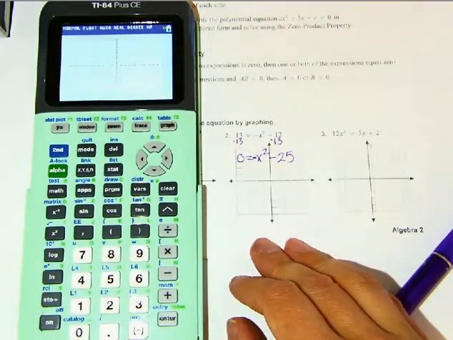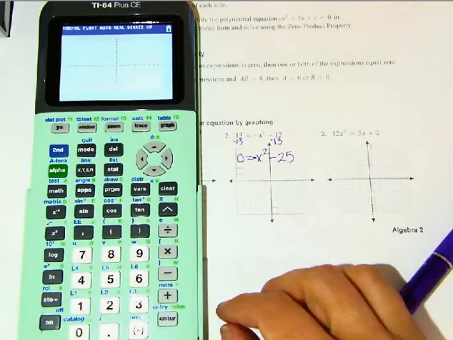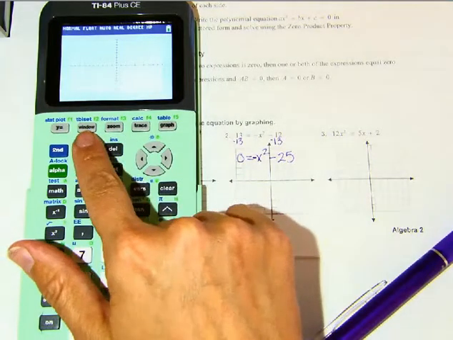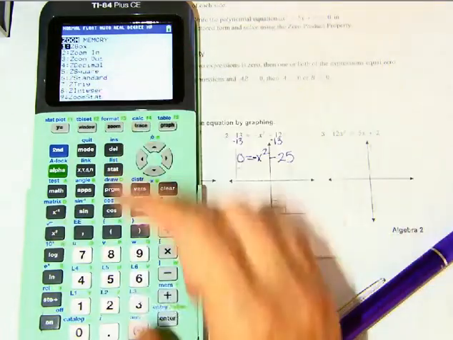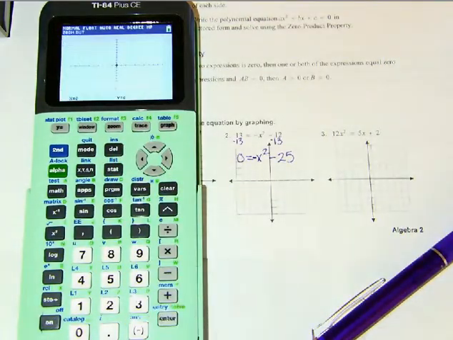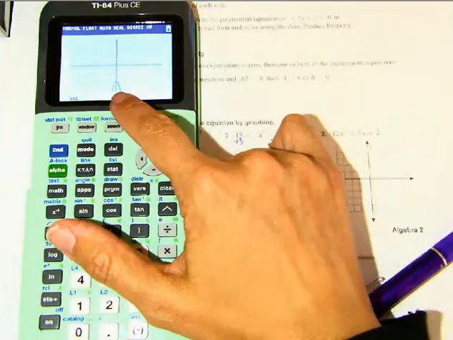And I graph this one, and nothing is showing up. So you can change your window, or we can just zoom. I'm going to zoom out because I don't see anything. So I'm going to push zoom, and I push 3. It didn't zoom yet until I push enter. And if you just keep pushing enter, it's going to keep going. Well, in this case, one enter was enough. I can now see my graph.